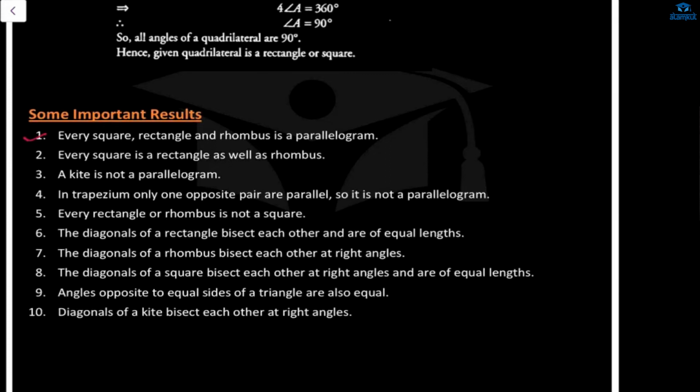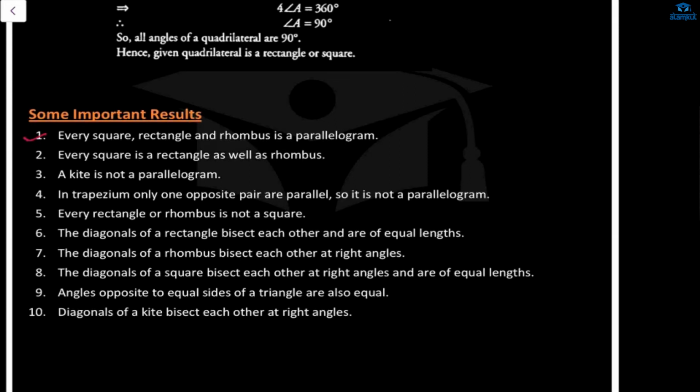A kite is not a parallelogram. We have seen why: because opposite sides are not parallel. In a parallelogram opposite sides should be parallel. In a trapezium only one pair of opposite sides is parallel, so it is not a parallelogram, but a parallelogram can be a trapezium. Every rectangle or rhombus is not a square. Obviously a rectangle and rhombus cannot be a square, because in a square all the sides should be equal, and at the same time all the angles should be equal to 90 degrees.